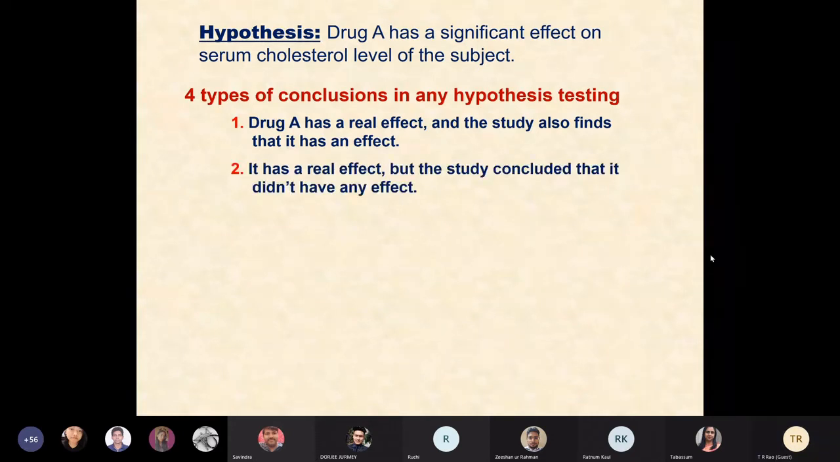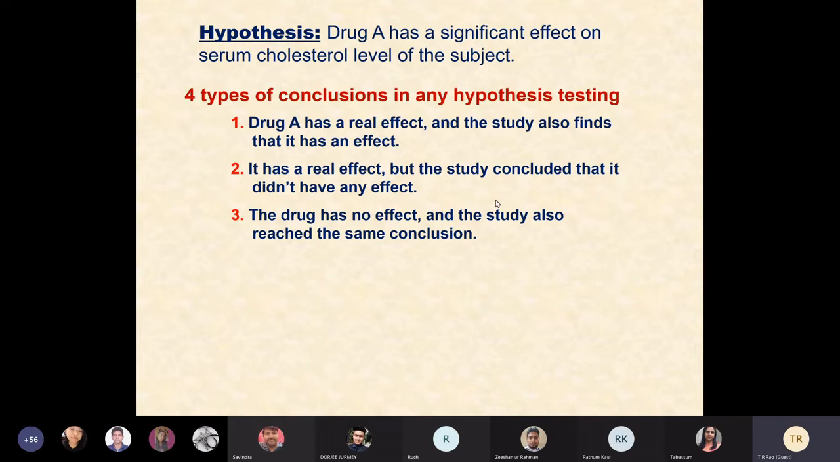Second possibility: the drug really has an effect at the whole population level. But unfortunately, our study concluded that it didn't have any effect. It's possible because of random chance. Third, the drug has no effect at all. If you look at the entire population, it has absolutely no effect. But based on your small sample, you have reached the same conclusion.